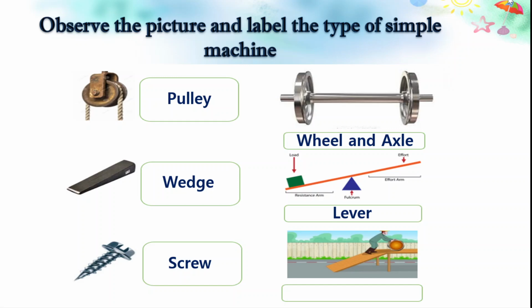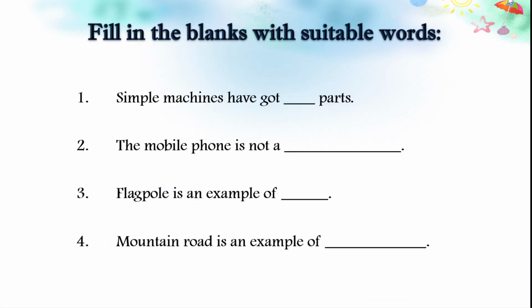It is used to tighten objects. By using the screw we can tighten the objects. And finally, what is that? Yes, it is an inclined plane. It has a very steep slope, which is used to roll things or move things in a faster and easier way.